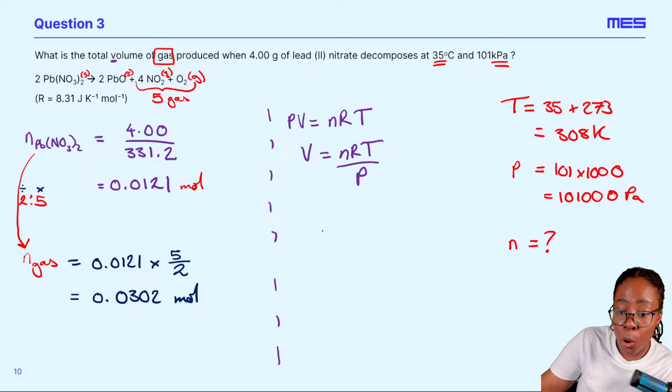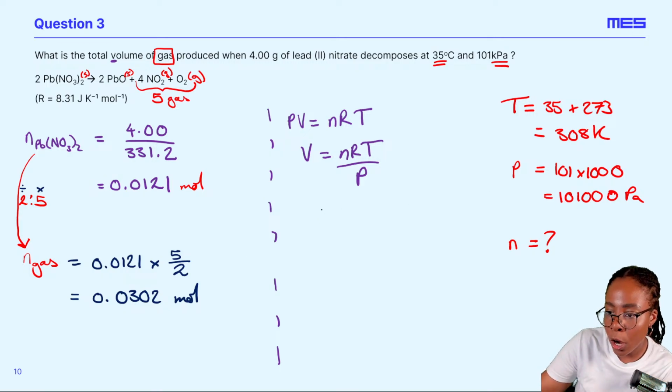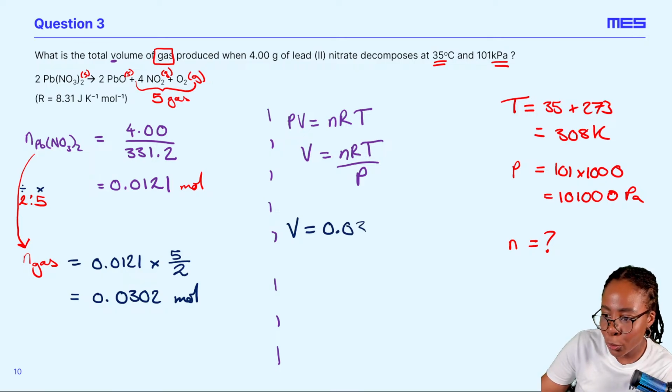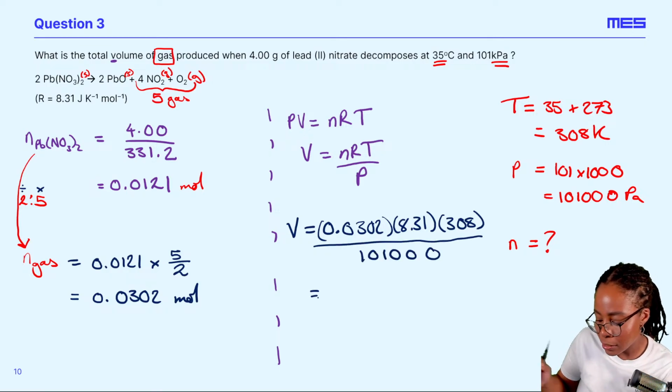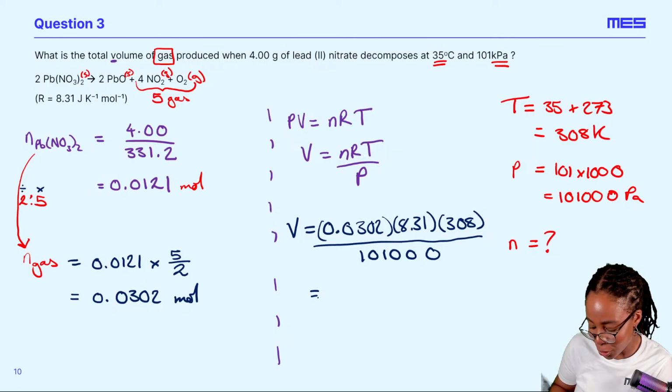Now we've got our moles of gas and we've got our T, we've got our P. We can substitute everything in here. So our gas moles 0.0302. Our gas constant we've got in the question, 8.31. Temperature 308 over our pressure 101,000. If anyone gets an answer, let me know. And also if you can tell me the units, even better.